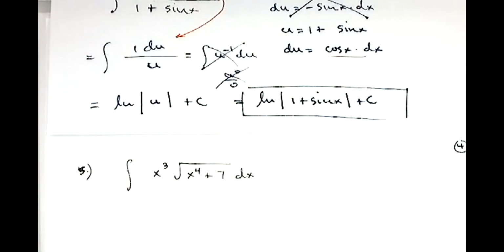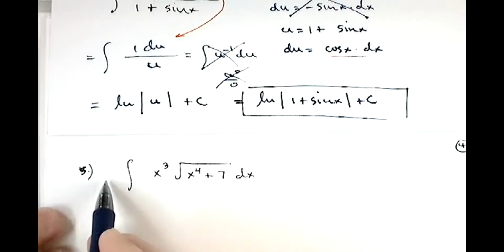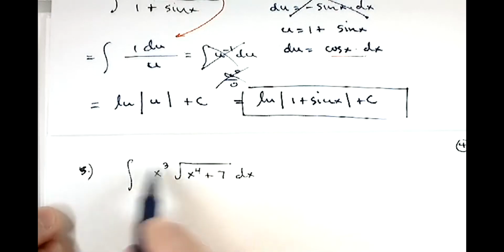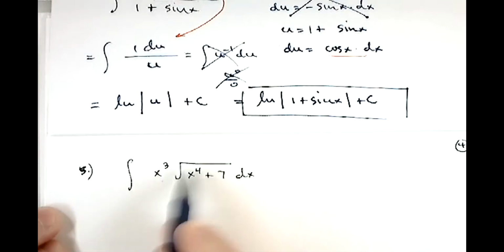Sometimes we're not that lucky. Sometimes it doesn't come out exactly how we want it to. And sometimes we can still proceed. We can still make it work out. So look at this next one here. I have the integral of x cubed times the square root of x to the 4th plus 7.